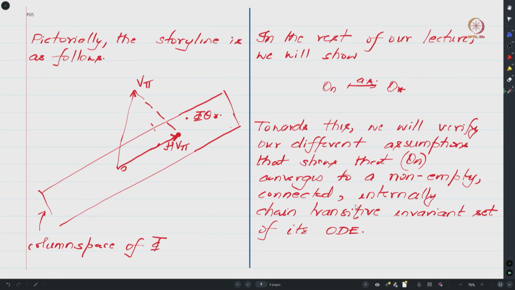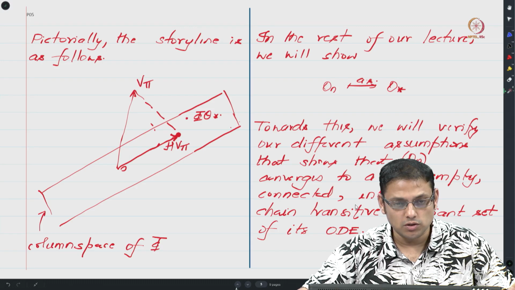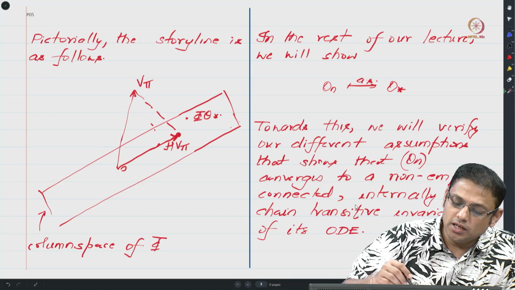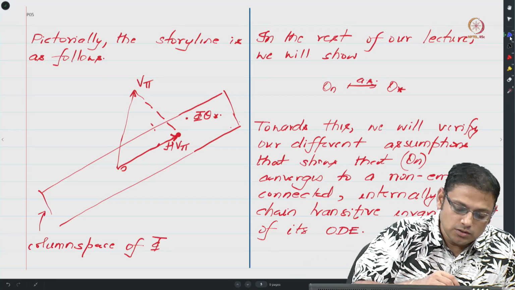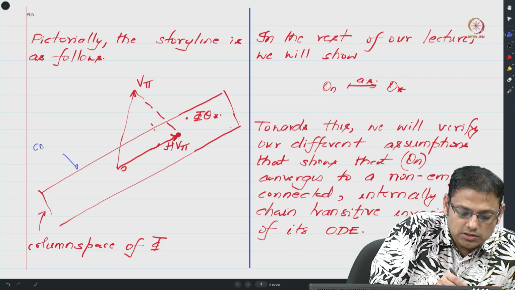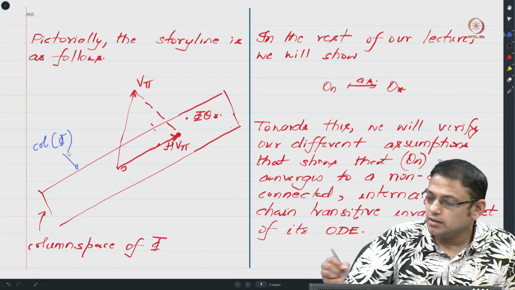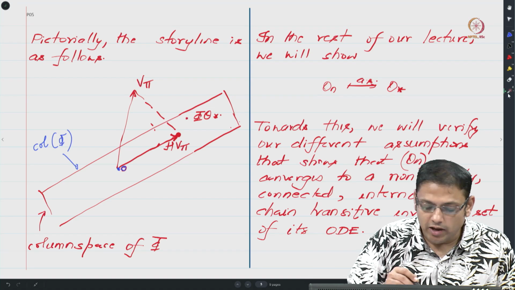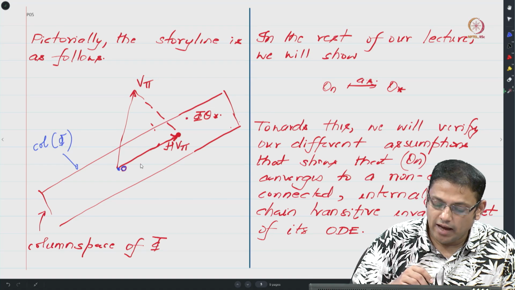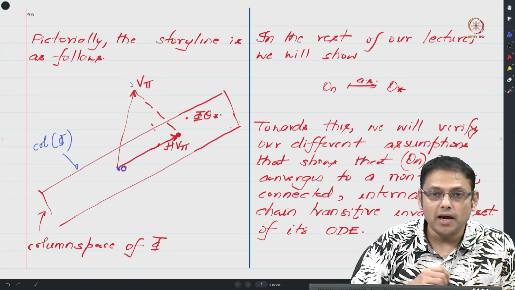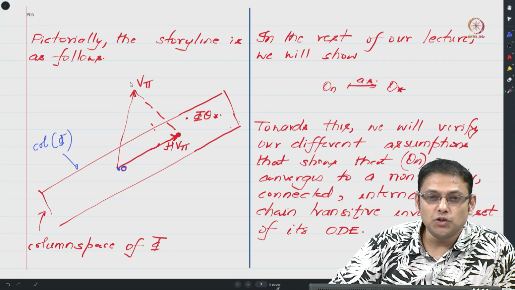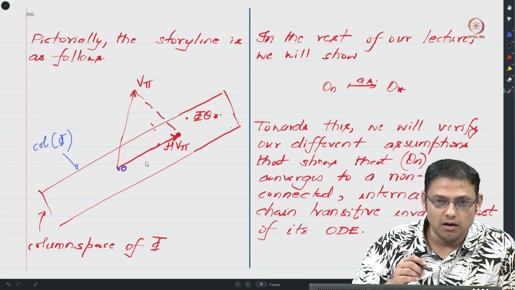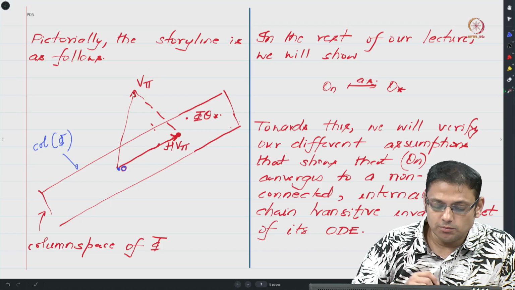And pictorially the story that we have managed to show so far can be seen as follows. So here is the column space of phi, and here is the origin sitting. Somewhere in this column space of phi you will have the projection of v pi. So v pi is the vector whose approximation you want to find in the column space of phi, and h v pi is that best approximation to v pi in the column space of phi.